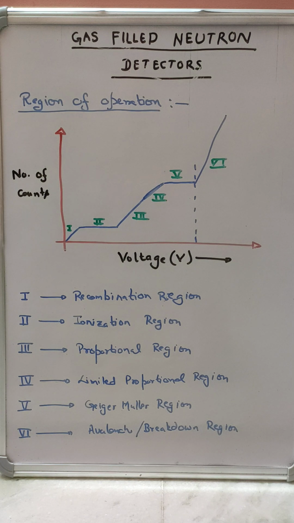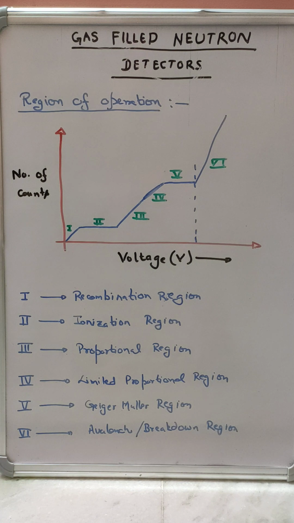And if we further increase the voltage level, we move to region number 5. Even if a single particle comes from outside and ionizes the gas, the complete gas is going to be ionized. So this region is called the Geiger-Müller region, and we can get the maximum pulse height from this region.